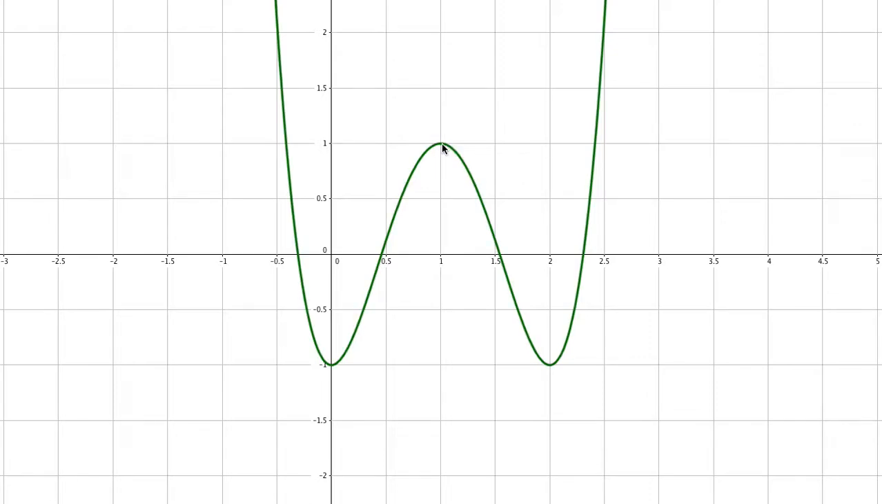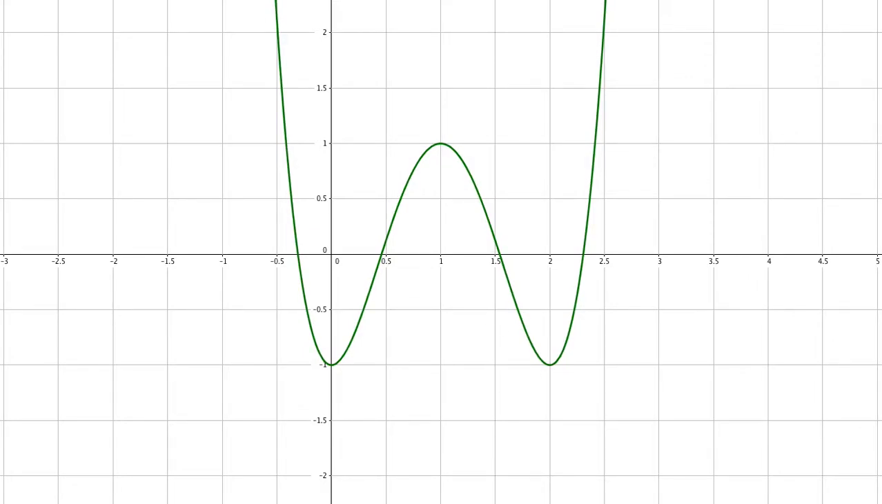Up here at 1, 1, I have a relative maximum. It's only relative because as I go here, it keeps on going up. There is no absolute maximum on this. And then to the right, it goes back down, and I do have a relative and absolute minimum here.